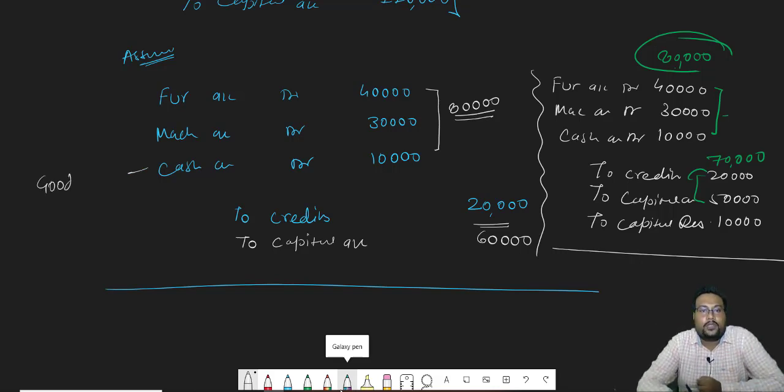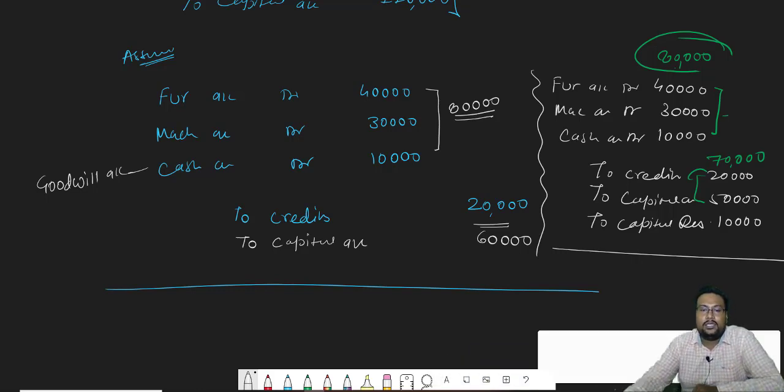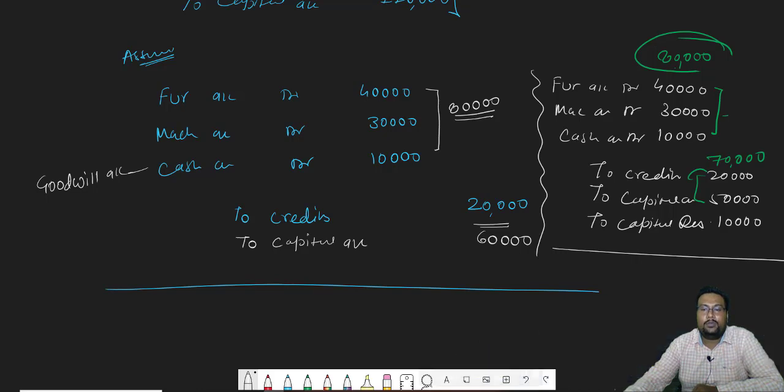So I think this one is clear. When your debit side is less, it will be adjusted by opening a goodwill account. And when your credit side is less, it will be either opened by capital account, and if capital account is given, then it will be adjusted by opening capital reserve. Now one more concept, and that is the compound entry.